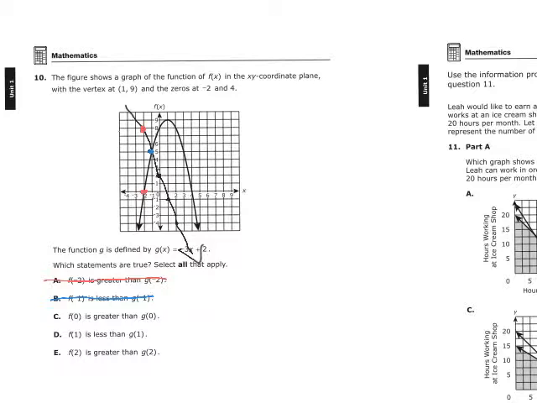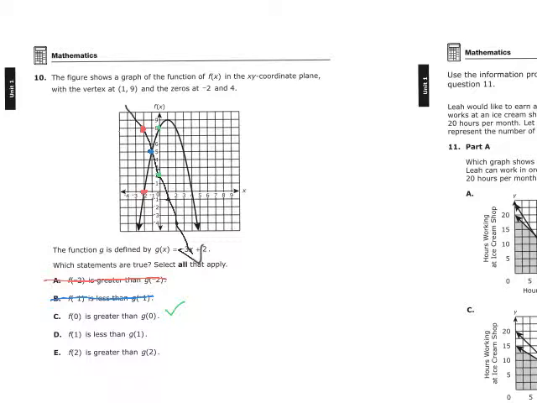How about f of 0? When x is 0, f of 0 is at 8, and g of 0 is at +2. So we're saying f of 0 is greater than g of 0. Well, that is true. The f function's higher at 0.